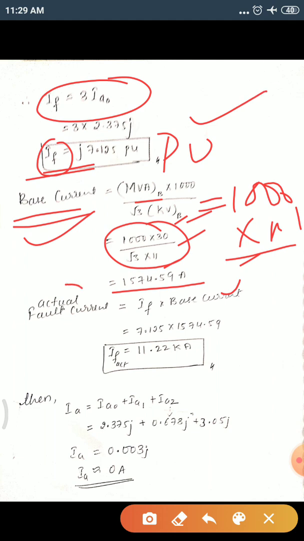Okay, now you have got base current and actual per unit value. You can calculate actual fault current. IF will be equal to IF in per unit into base current. If you do, you will get 11.22 kilo ampere.